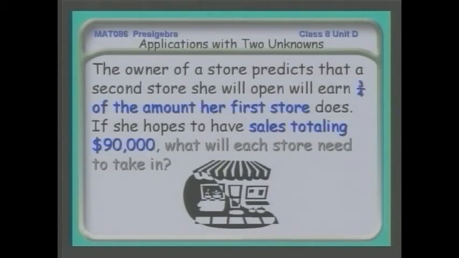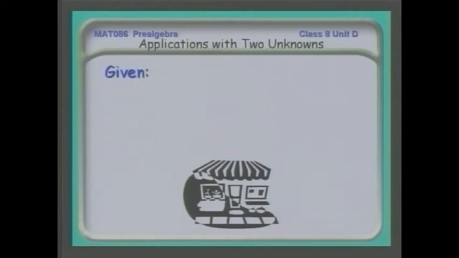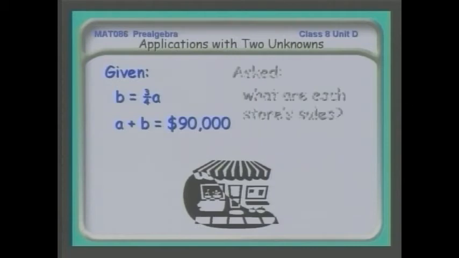We know she sees that the second store will earn 3/4 of the amount of the first store, and the sales from both stores total $90,000. We want to know what each store takes in, how much money each store earns. Summarizing, we'll call the stores A and B. A is the first store, B is the new store. The new store is going to earn 3/4 of what the first store did, and between the both of them, they're going to earn $90,000. And of course, what we want to know is what's A and what's B. What are each store's sales?